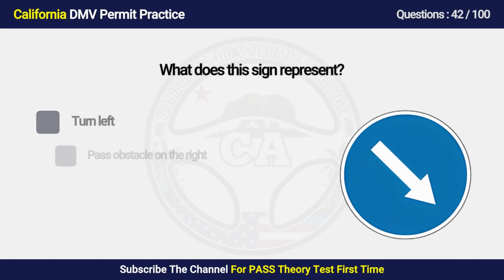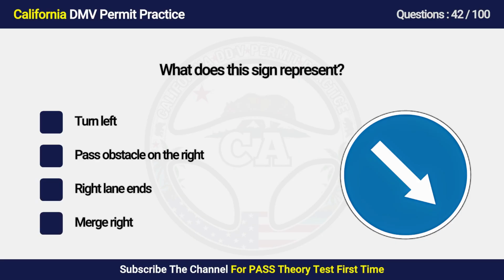Question 42. What does this sign represent? A. Turn left. B. Pass obstacle on the right. C. Right lane ends. D. Merge right.